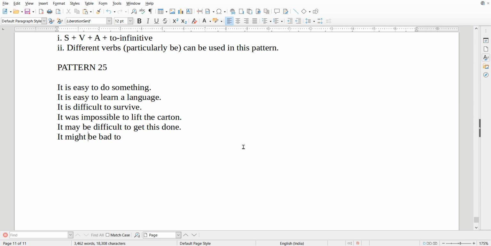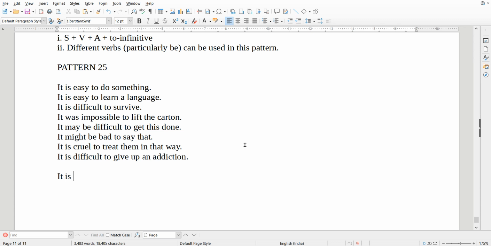So the difference here is between may and might. I think both can be used. So it might be bad to see that. For example, it is cruel to treat them in that way. So these are easy sentences. It is difficult to give up. Give up is like a phrasal verb. Give up an addiction. So it can be smoking, it can be anything.